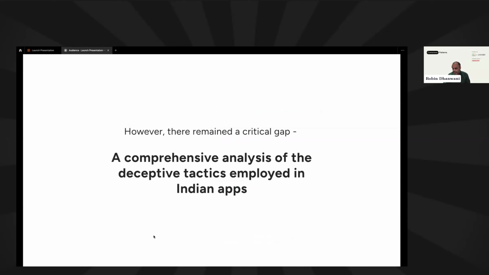And the way we went about it is we started with a comprehensive analysis of deceptive tactics employed in Indian apps. The thought process was that before we can propose anything or come up with any solutions, we need to get very specific and understand, as a country, where we stand in terms of how these practices are being used, and what is the status of the use of deceptive patterns in some of the most popular apps that we all use in our daily lives.